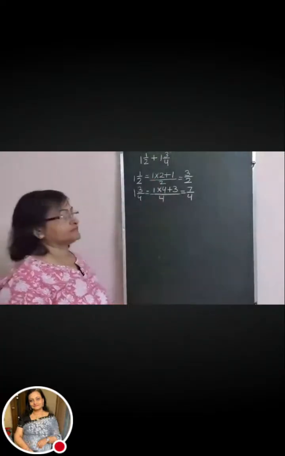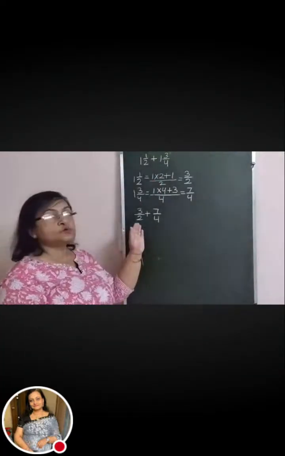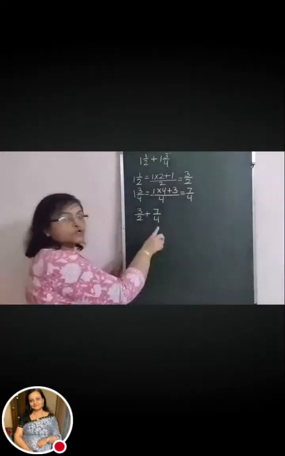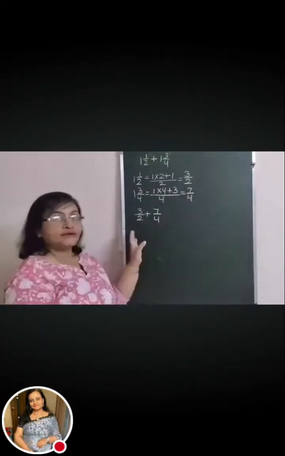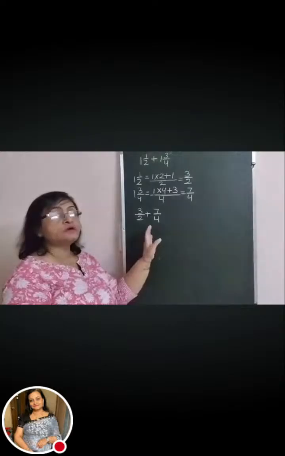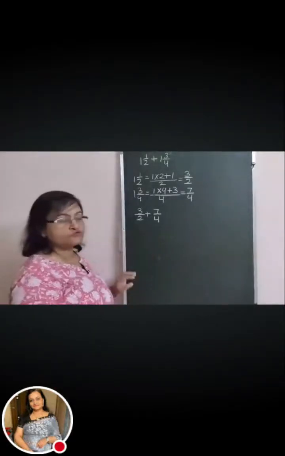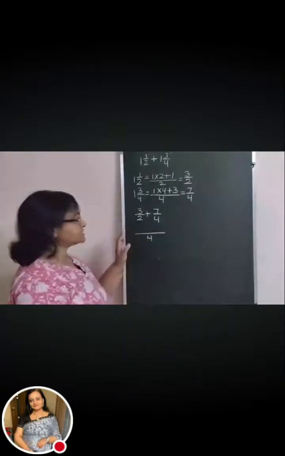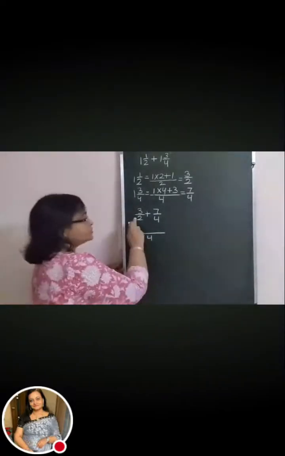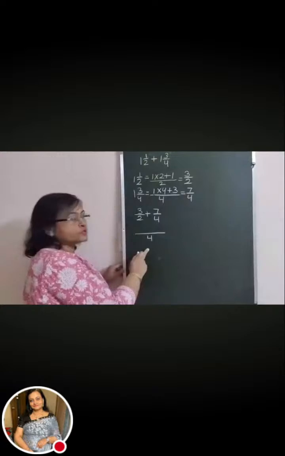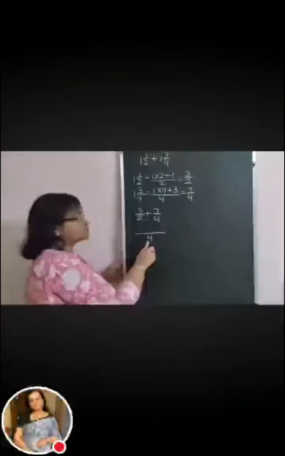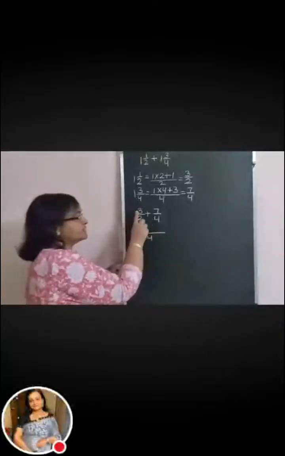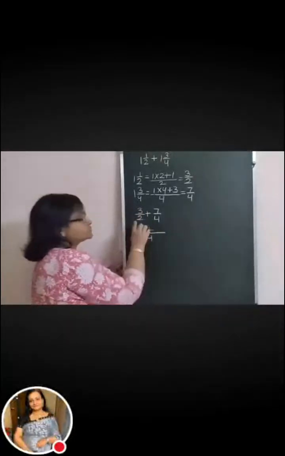Now we will add them. Now as you can see, 2 and 4 are the denominators. 4 is the multiple of 2. That means lowest common multiple or LCM is equal to 4. So we will take 4 as our common denominator, which is our LCM. Now 2 multiplied by 2 is 4. That means we will multiply 3 also by 2. 3 2s are 6.